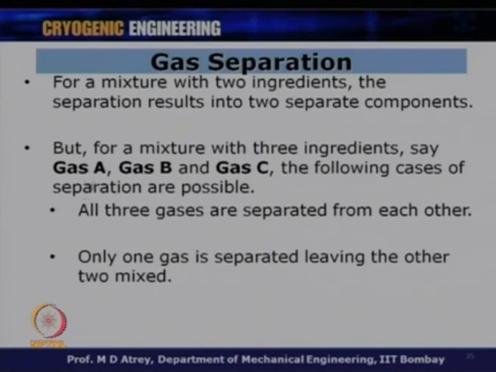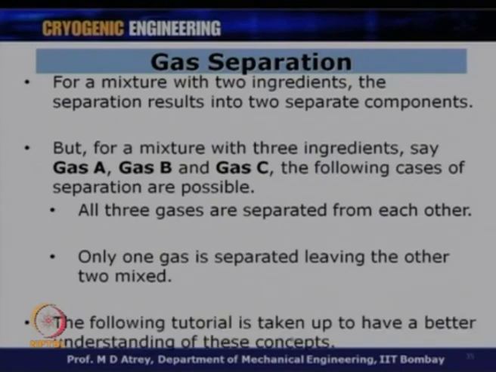I want to calculate the work input required for just taking out gas A from a mixture of gas A, B, C, or I want to calculate the amount of work to be done in order to separate A, B and C from each other. That means, I need A, B and C, all three different gases, to be separated in that case. The following tutorial is taken up to have a better understanding of this concept, because this concept is very different now. Let us understand it using this tutorial, so that we can get some quantitative feeling and at the same time understand the qualitative approach also.